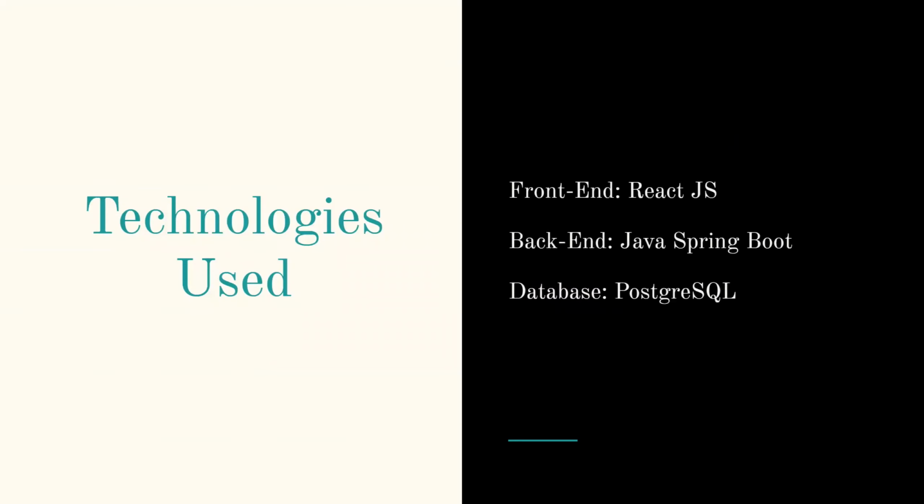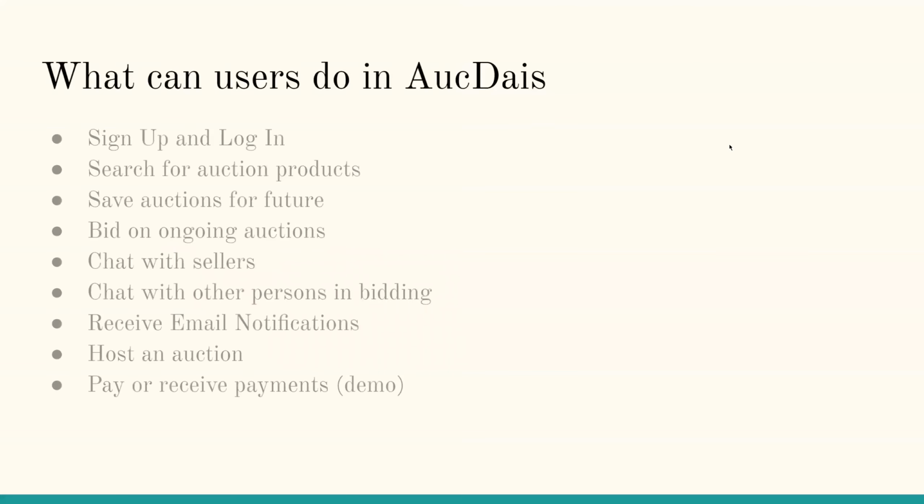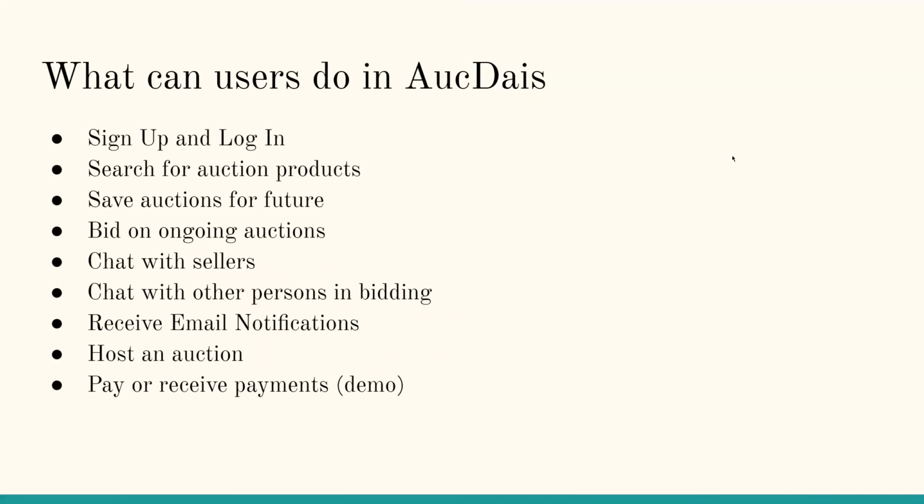So we have built this project using GXJS as frontend, Java Spring Boot as backend, and we have used PostgreSQL as our database. So what can users do in AucDais? First of all, users can sign up and log in using their credentials.